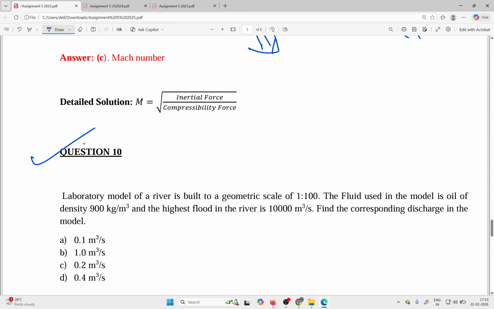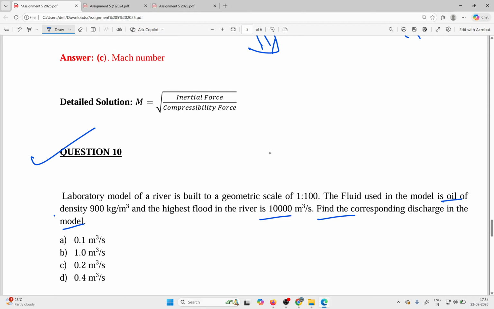Question number 10. A laboratory model of a river is built to a geometric scale of 1 is to 100. The fluid used in the model is oil of density 900 kg per meter cube, and the highest flood in the river is 10,000 meter cube per second. Find the corresponding discharge in the model.